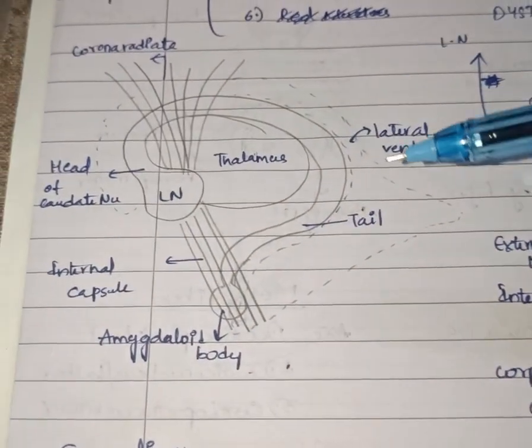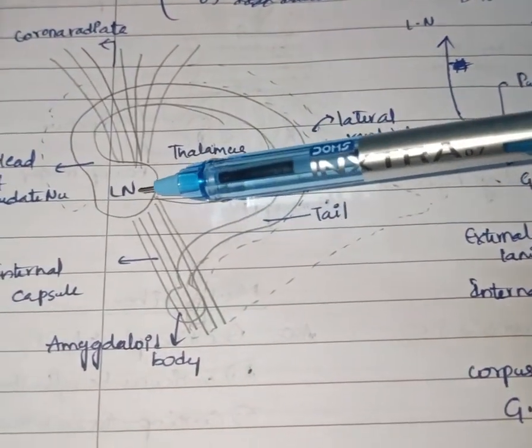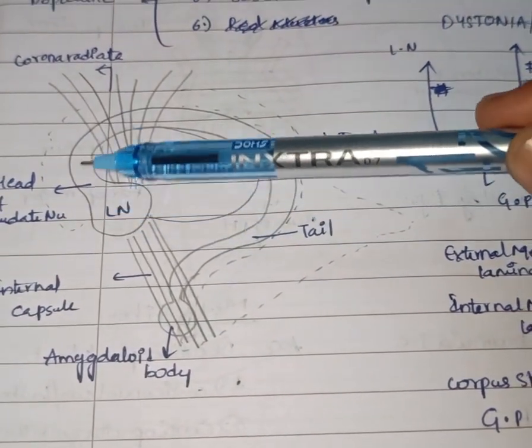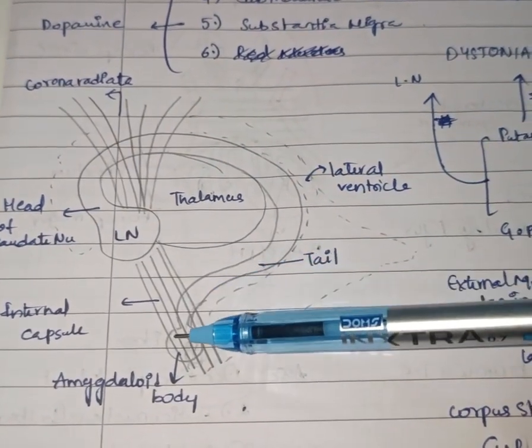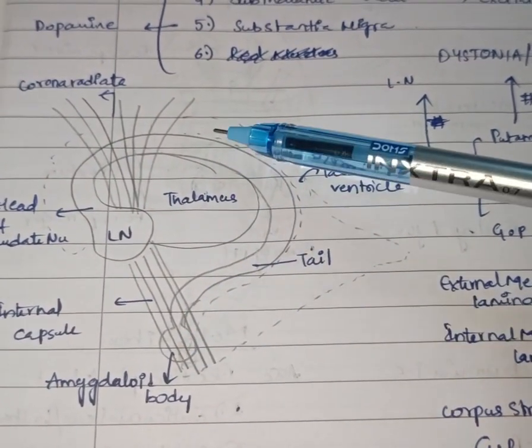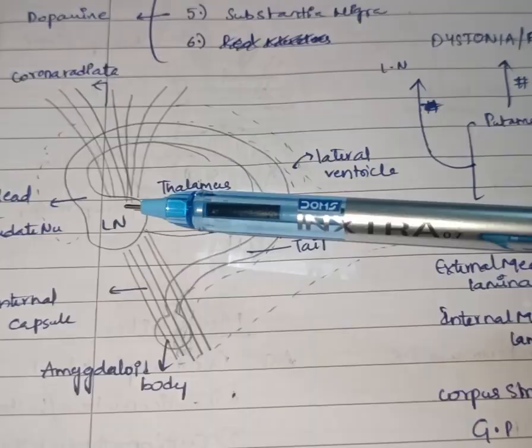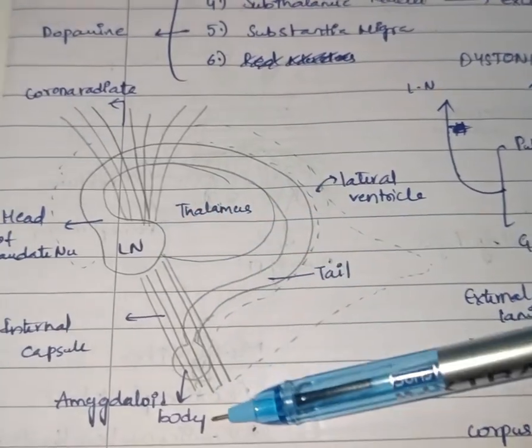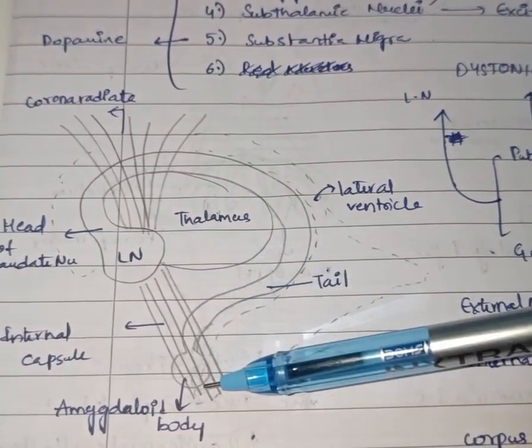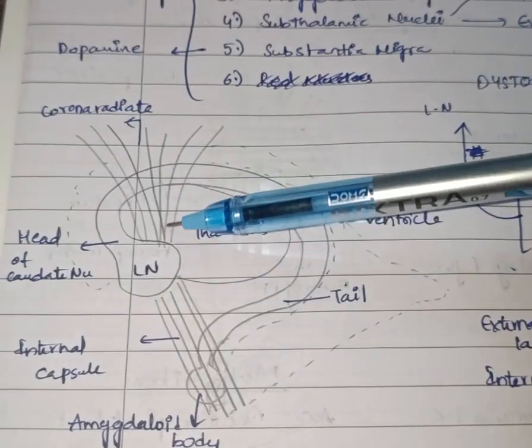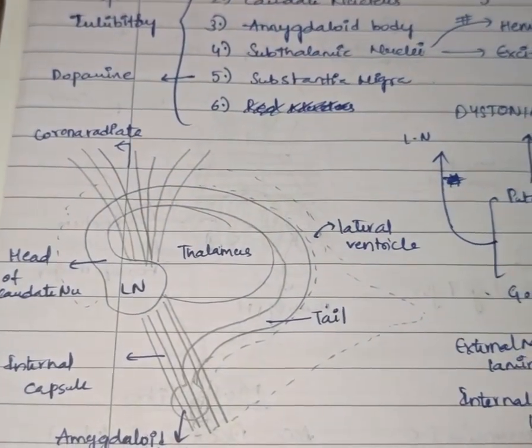This is a sagittal section which is showing the lentiform nucleus here. This is the caudate nucleus, which is connected to the amygdaloid body. Medially it is bounded by the thalamus, and in between the basal ganglia and the thalamus, a white matter bundle passes called internal capsule, which radiates to form corona radiata.